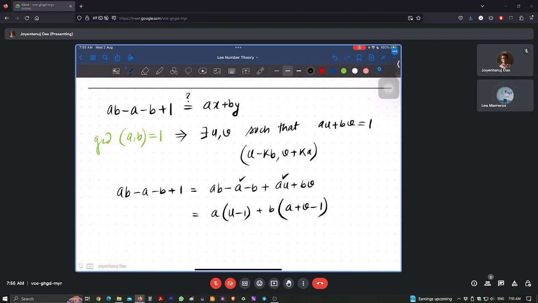Okay, so from here somehow we have to conclude that both of these expressions are greater than or equal to 0. So that you have to do. Let me think about this one, how to do it.